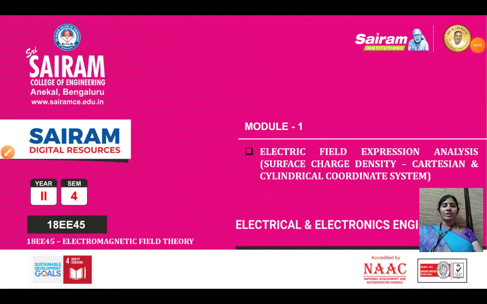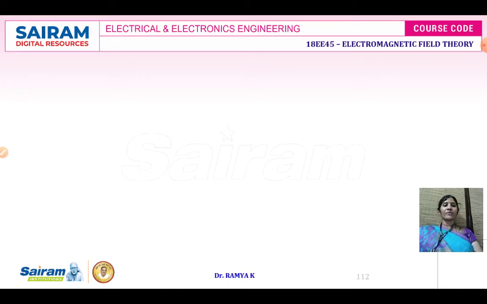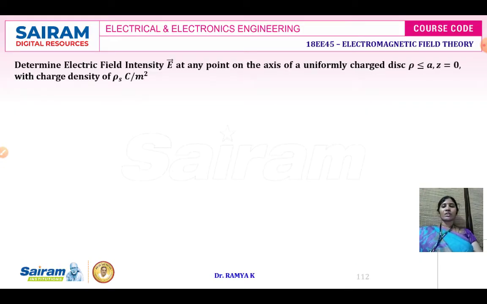Good morning, students. In today's class, we'll analyze electric field intensity and obtain the expression for the electric field intensity when considering the surface charge density. So the problem statement is: determine the electric field intensity at any point on the axis of a uniformly charged disk with a charge density of rho s coulomb per meter square.